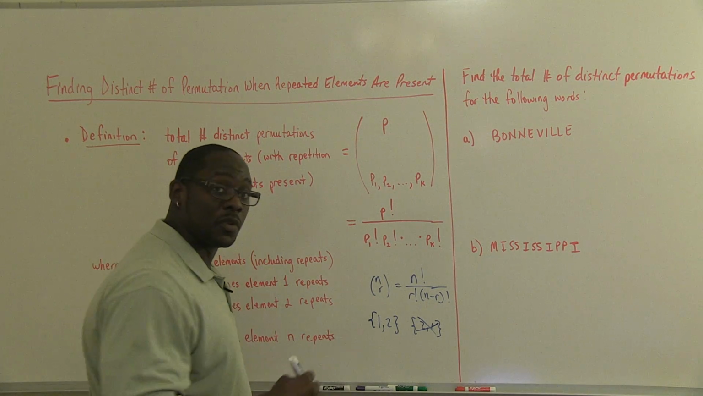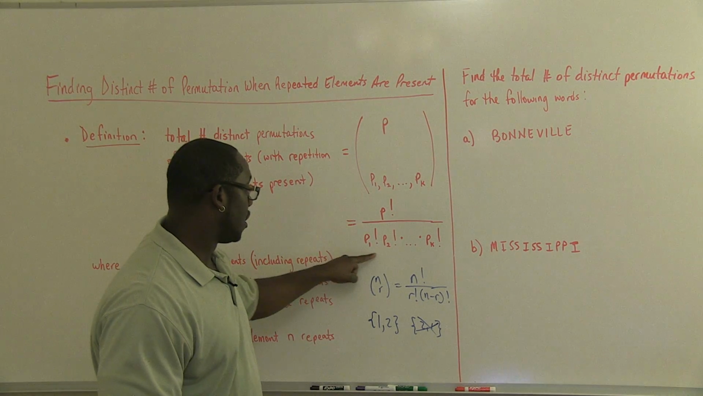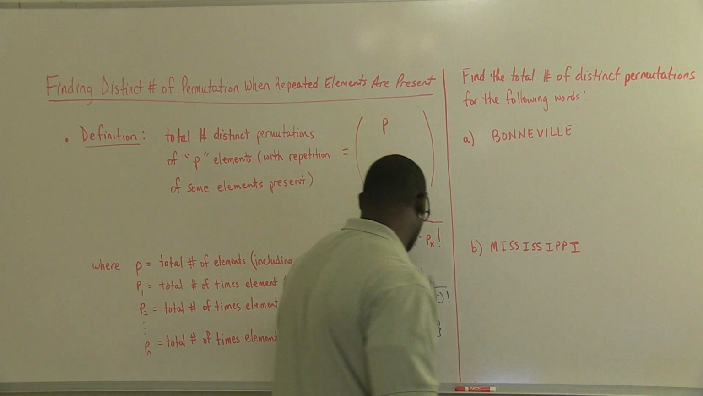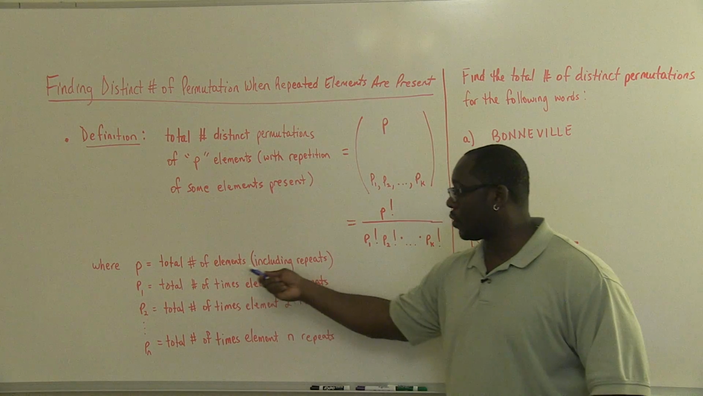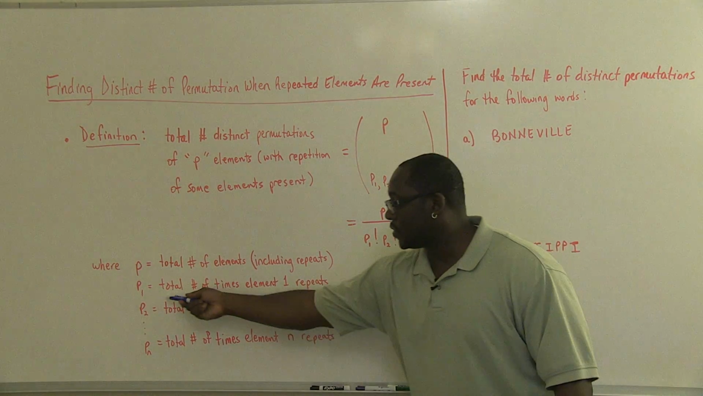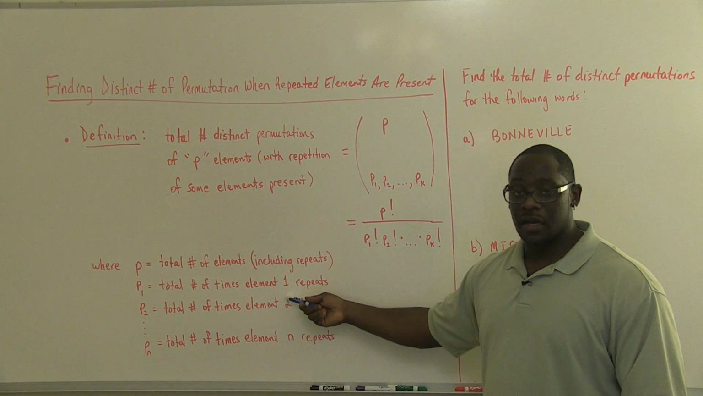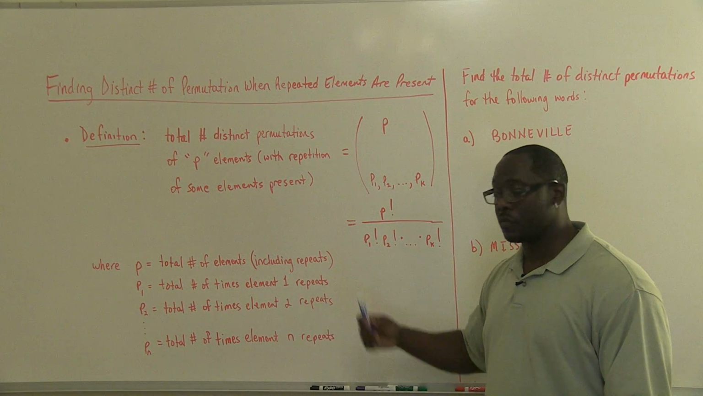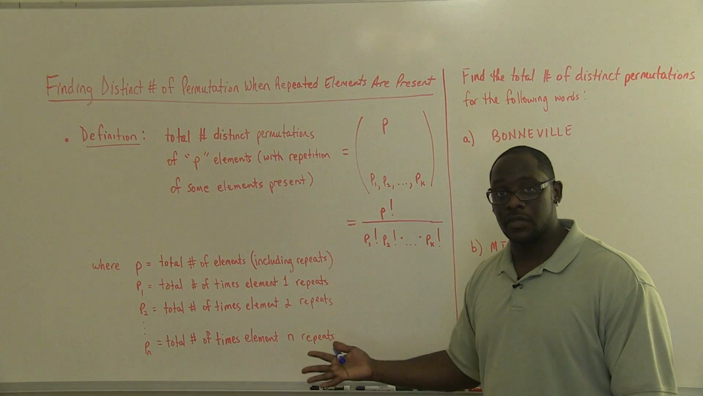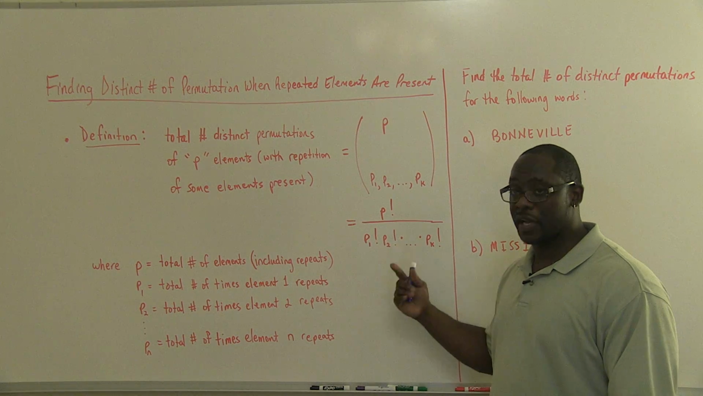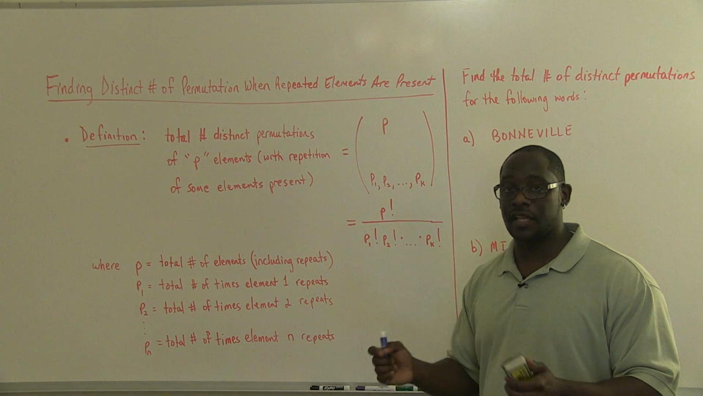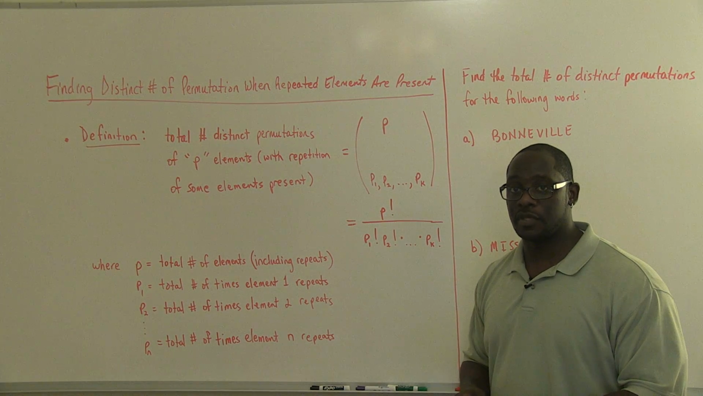Now, to get a little more specific, let's say what these p sub 1, p sub 2 factorials are. Noting that p is the total number of elements, that means all distinct ones as well as the repeats. P sub 1 is the total number of times the first element we're considering repeats. P sub 2 is the total number of times that element 2 repeats. When we put that in and do the factorial on it, we essentially get rid of all the repeating forms within the permutations.